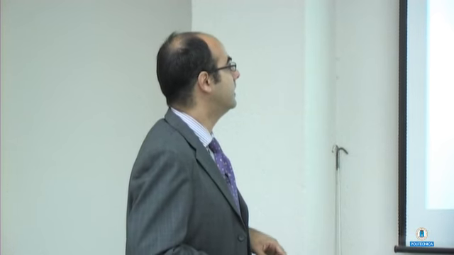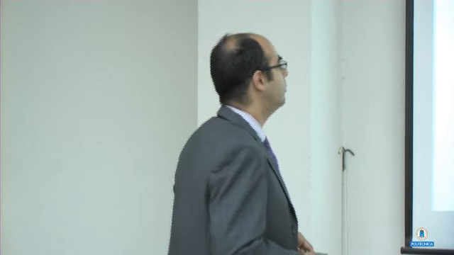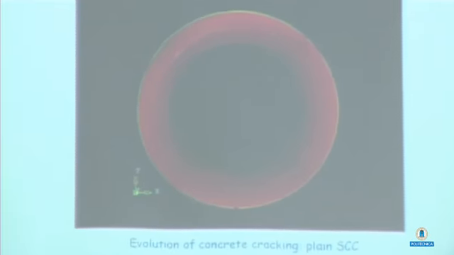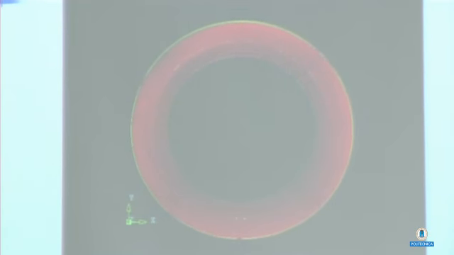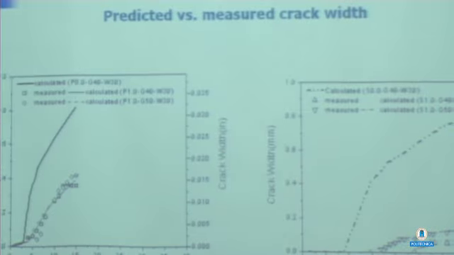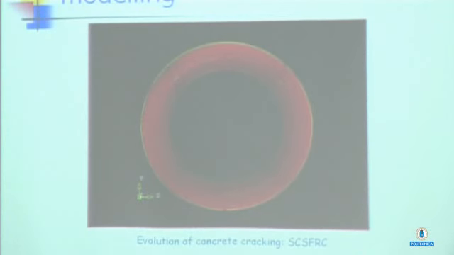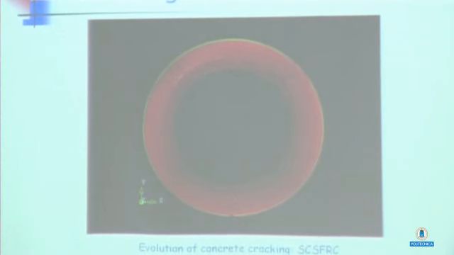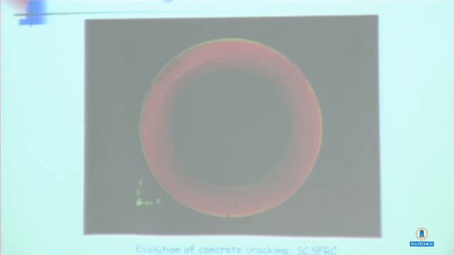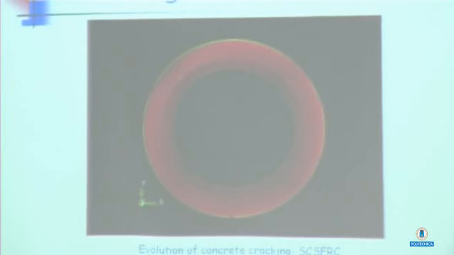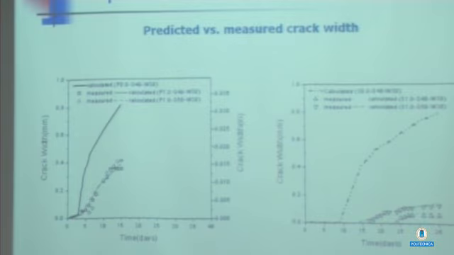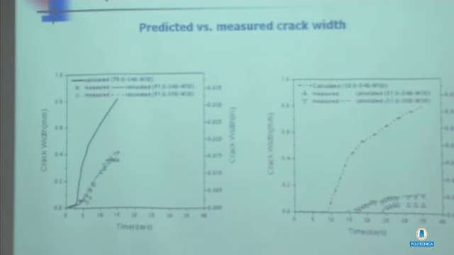I'm sorry that this movie does not work, but this was just to show the effect of moisture distribution. And in the case of plain SCC, we had one major crack starting and propagating, while with fiber reinforced SCC we had several cracks. So the amount of the crack opening was reduced because it was distributed along a bigger number of cracks. But you can see here the results that we got.